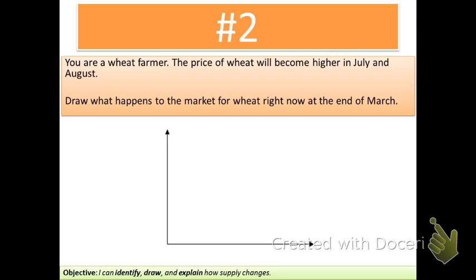Number 2, you are a wheat farmer. The price of wheat will become higher in July and August. Draw what happens to the market for wheat right now at the end of March.